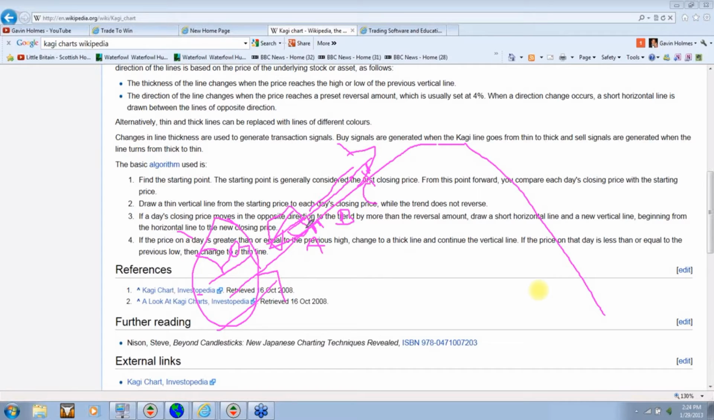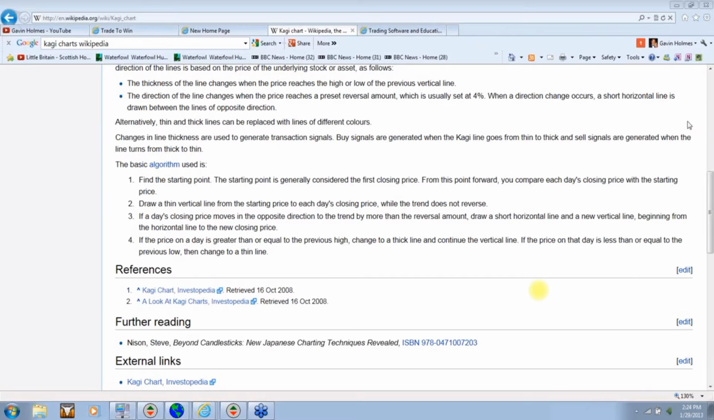Now, why is this relevant to what I'm about to show you? Because when we look at a Kagi chart with volume, we can see how much the smart money are using the accelerator to push price up, or indeed to push it down. Let me ask you another question now.